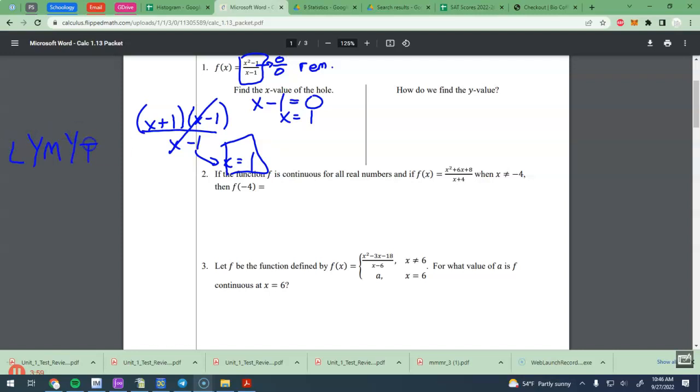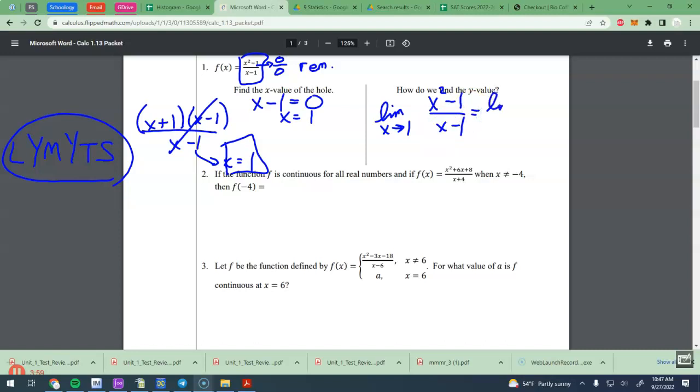How else can I find y values? So let's just find the limit. The limit is a y value. So I want to find, this question turns into the limit as x approaches what? What is x going to approach? 1, because that's where the discontinuity was, of x squared minus 1 over x minus 1.